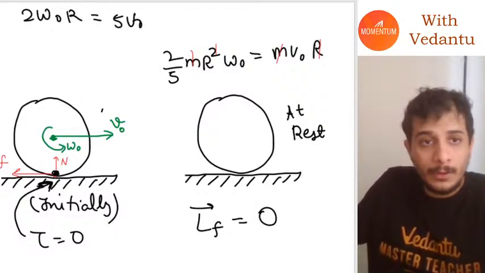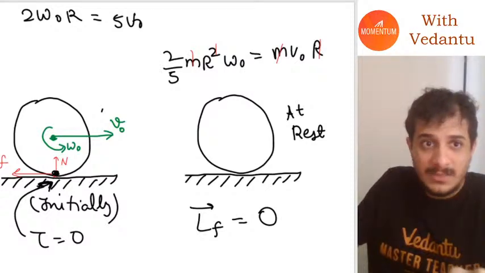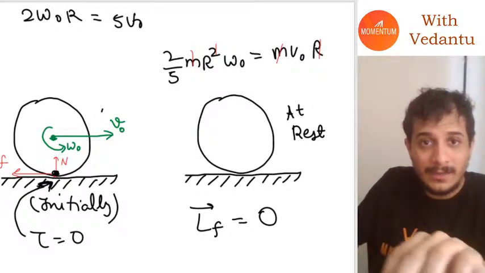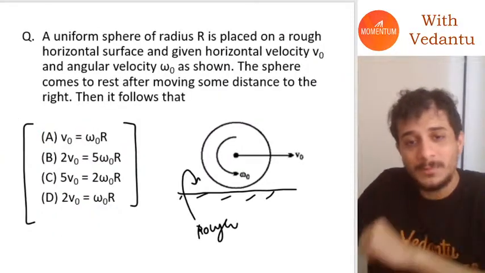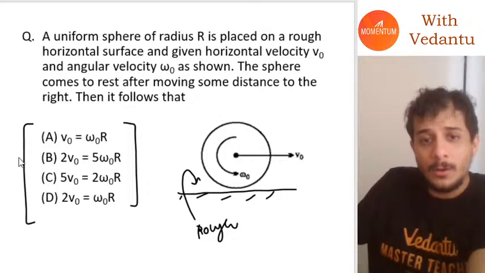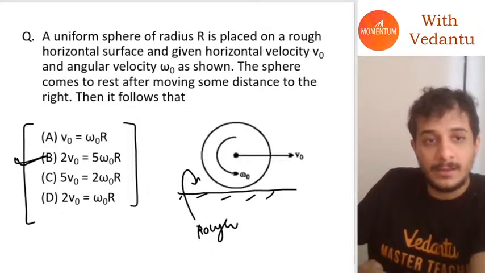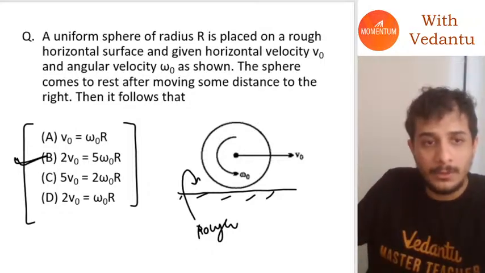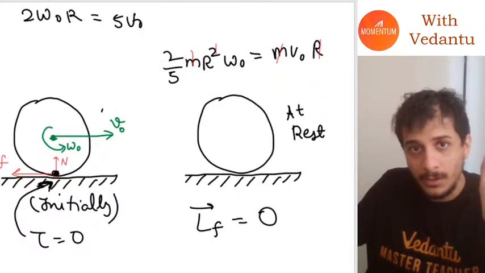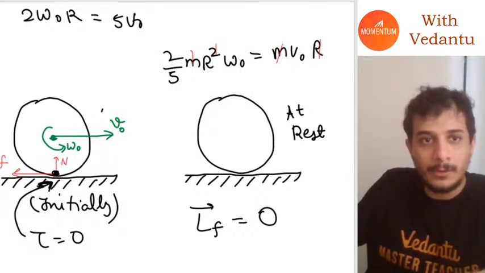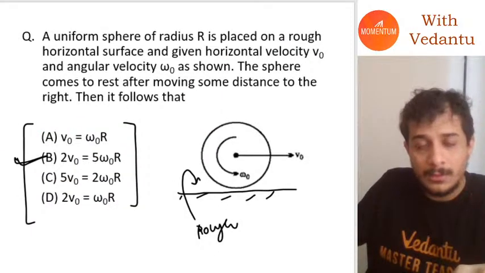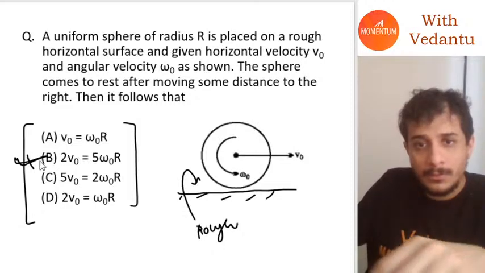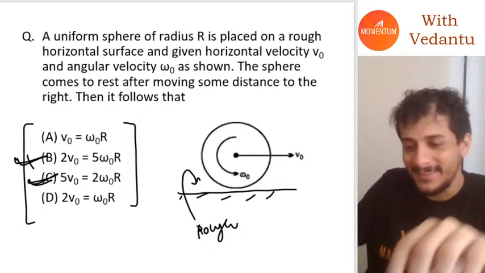If you look at the options, guys, these are advanced level questions, so it will take time to solve. But if you look at the options, you will get option C as the correct answer. 2 omega naught r is equal to 5 v naught. I hope everybody understood. What are you doing, Pandya? Not this one, this one. Option C, option C.